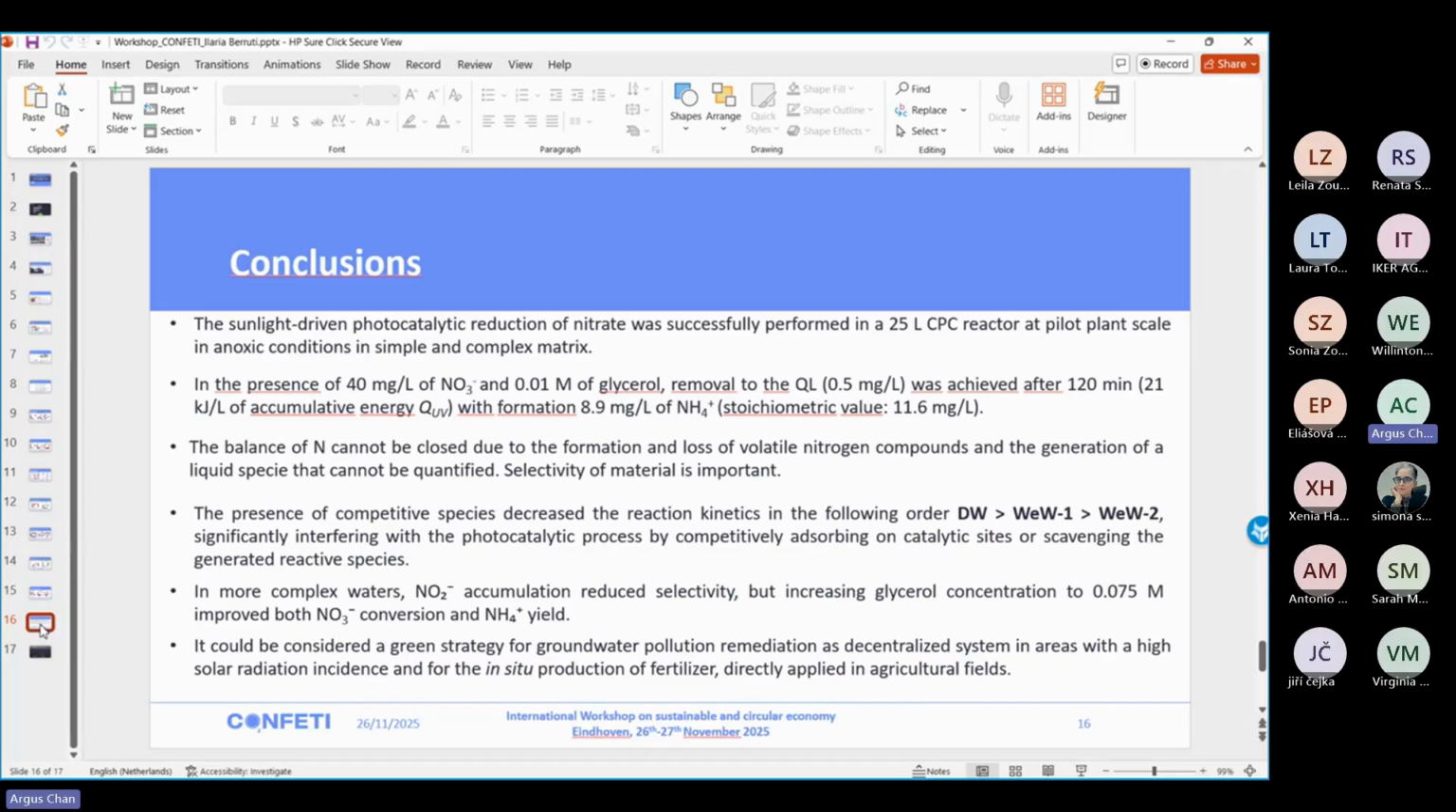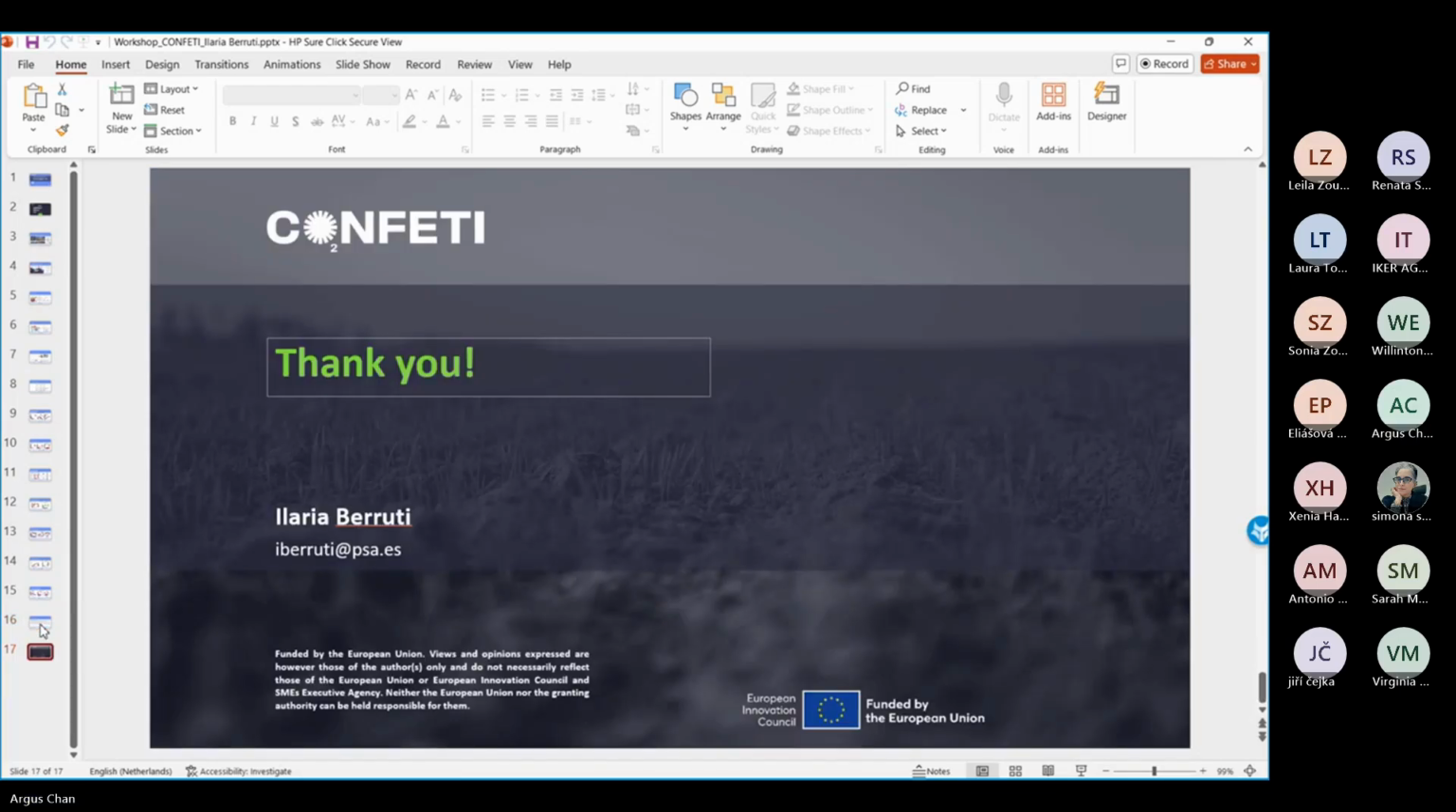And so this process in general could be considered a great strategy for groundwater pollution remediation, especially in decentralized systems under natural solar radiation as a renewable source of energy, and for the in situ production of fertilizer that can be directly applied for crop irrigation. And thank you for the attention.